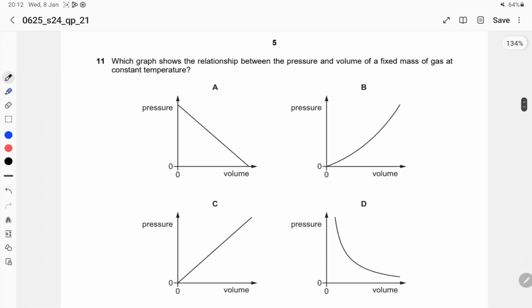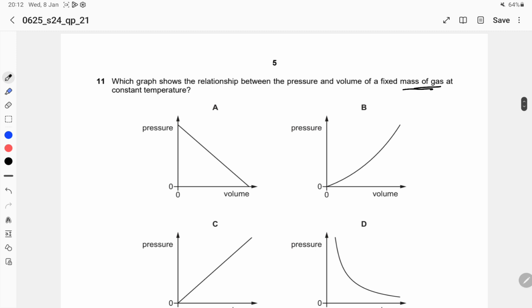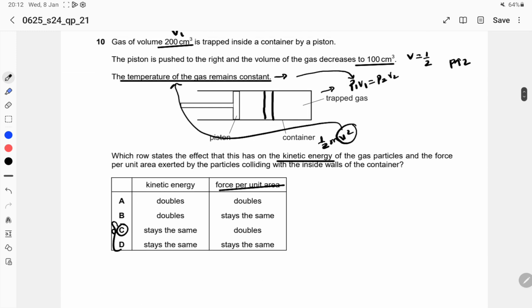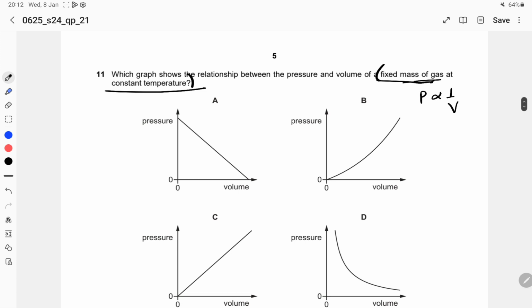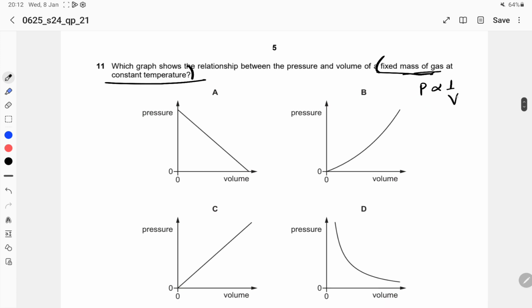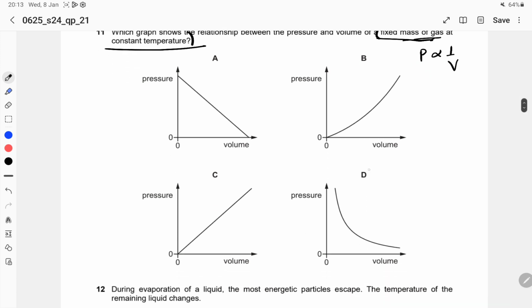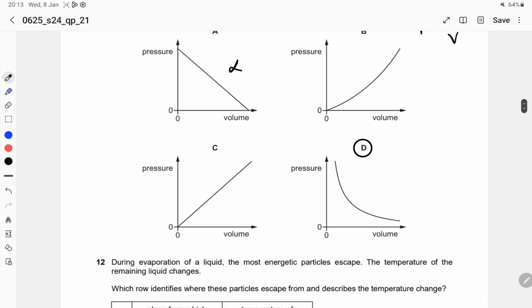Okay, 11th one. Which graph shows the relationship between pressure and volume for a fixed mass of a gas? Remember, for Boyle's law, not just temperature, but also mass remains constant. Okay, and that is what this statement over here means, which means they're talking about pressure being inversely proportional to volume. And whenever two quantities are inversely proportional, the graph is going to be of this shape. It can never be like this because inverse relations do not obey the equation y is equal to mx. Okay, so the answer is Delhi.